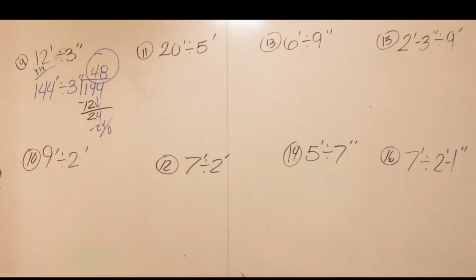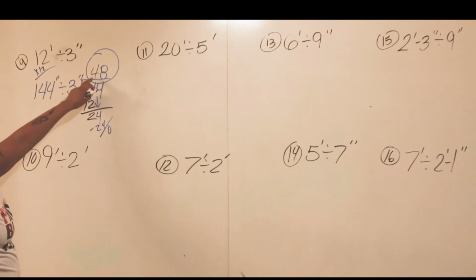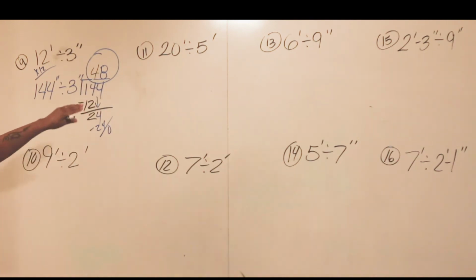If you want to double check that, 48 times 3 will take you right back where we started off. All right? So again, measurements have to be the same before they fall off. Number 2, we have 9 feet divided by 2 feet.